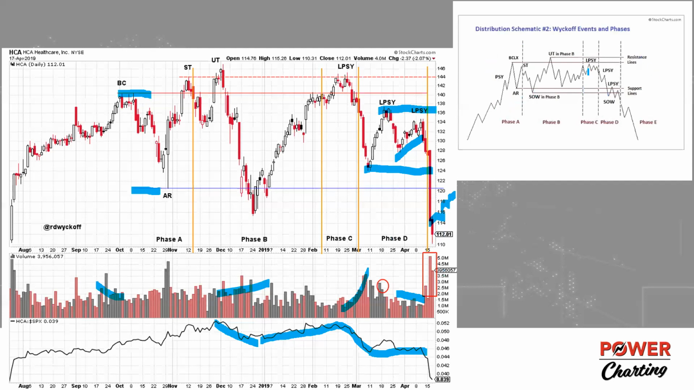schematic, you can see that all the elements are here. And so you can compare this stock to the elements, and you can see the last point of supply in phase C is a rally off of support, which goes up. Well, that's exactly what happens here. And then there's two more LPSYs on the way down, which are here and here, and this is phase D, which is the beginning of the downtrend. So this is a really interesting chart.